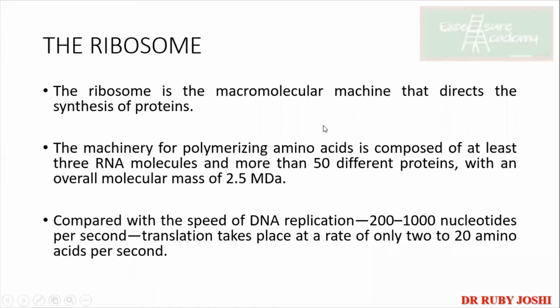Now about the ribosome. So that was all about the tRNAs. Now we are going to discuss the ribosome. In this also many things are there. As you know, it is a macromolecular machine that directs the synthesis of proteins, correct? Now, the machinery for polymerizing amino acids is composed of at least 3 RNA molecules and more than 50 different proteins. And you can see that the size of the ribosome is so huge, right? It is in mega Dalton, not kilo Dalton.